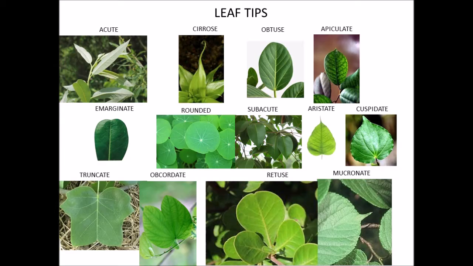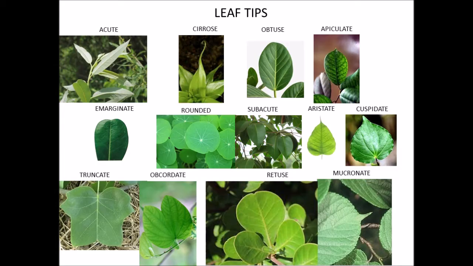Aristate is a kind of apiculate tip, but very much extended, and that would be typical of a fig tree. Cuspidate is also like the apiculate leaf, but it has a very much broader angle. It would be the example of the subacute versus acute leaf tip, but in this case with the apiculate tip.